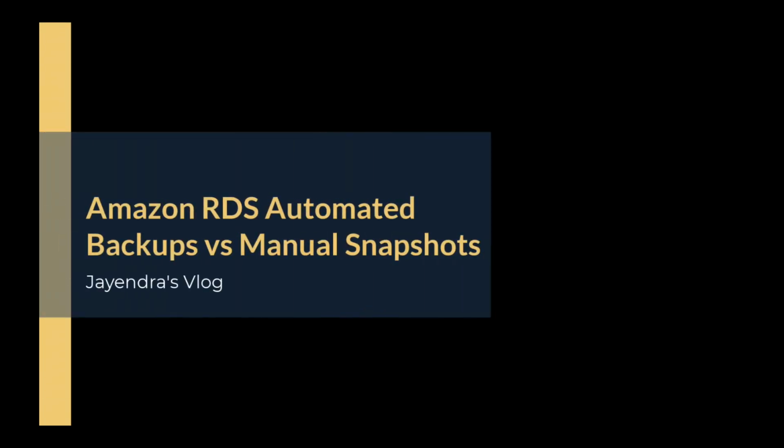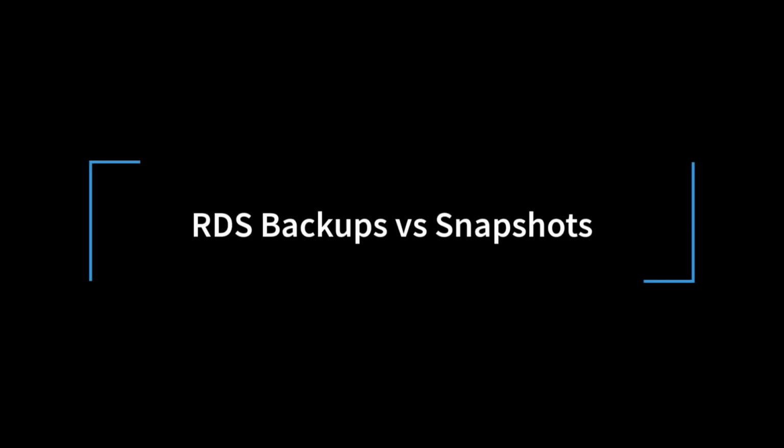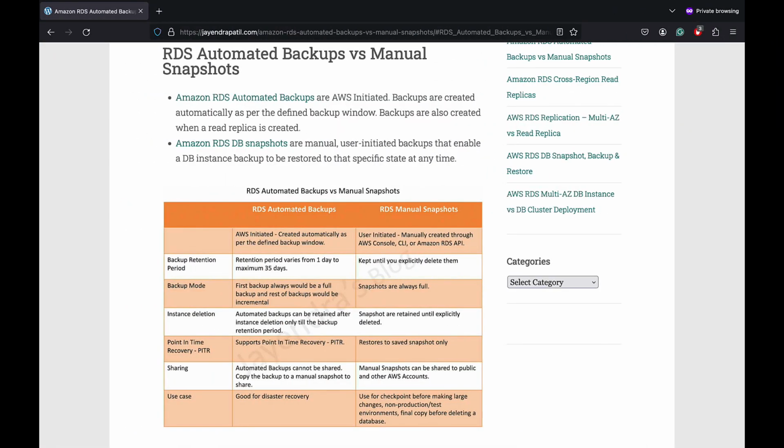In this video, we are going to cover key differences between Amazon RDS automated backups and manual snapshots. Amazon RDS automated backups are AWS initiated. Backups are created automatically as per the defined backup window. Backups are also created when you create a read replica.